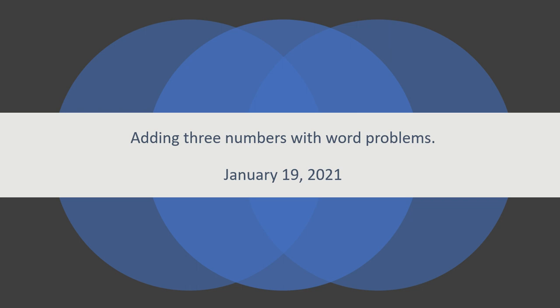This is Mr. Cook, and today we're going to be adding three numbers with word problems. I'm going to be showing you two different word problems. We're going to learn how to work through them, how to find the numbers, how to draw it, and then how to put it into an actual equation for our number sentence. So, let's get started here.